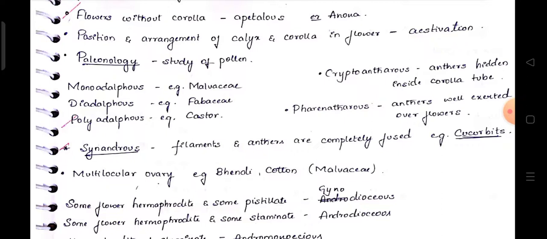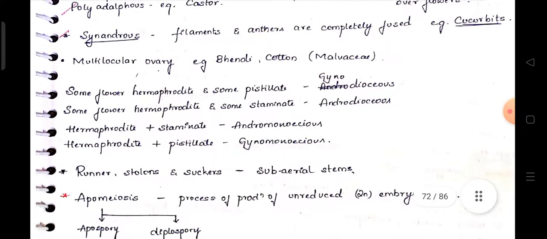Cryptantherous is anthers hidden inside corolla tube. Exserted anther is a condition where anthers are exerted over the flower. Synandrous is a condition where filament and anther are completely fused. Example in cucurbits. Multicolor ovary: examples are bhindi and cotton, found in Malvaceae.